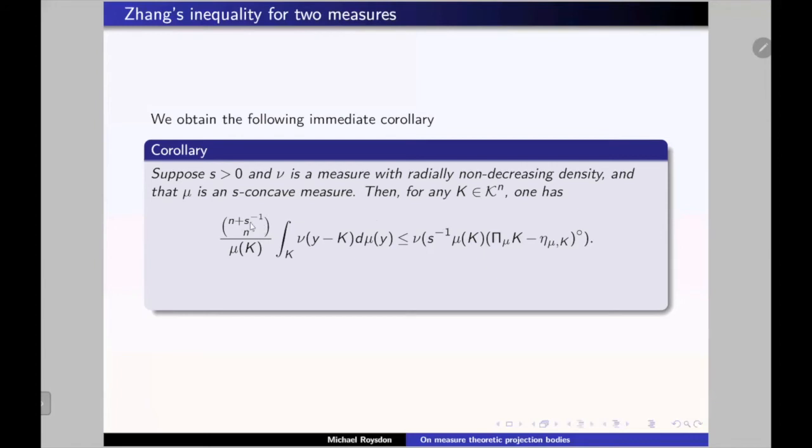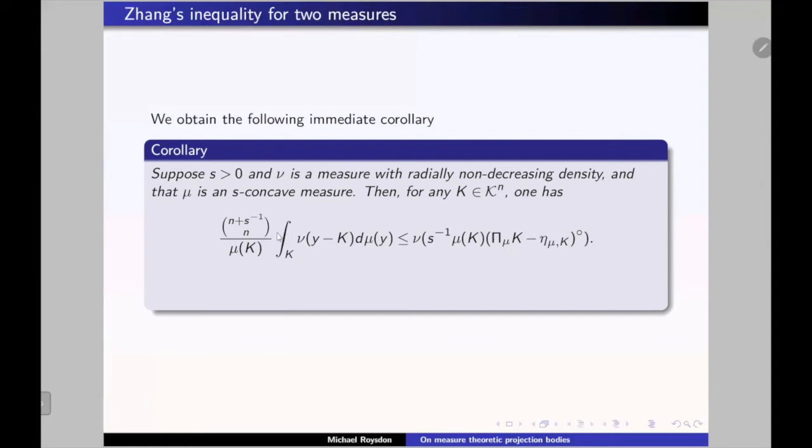If I pick s as 1 over n, and all of these things are volume, this becomes 2n choose n. This is volume of K. You can bring it out. This is n, you can bring it out, n to the n. This guy goes away. This becomes the usual polar body of K.